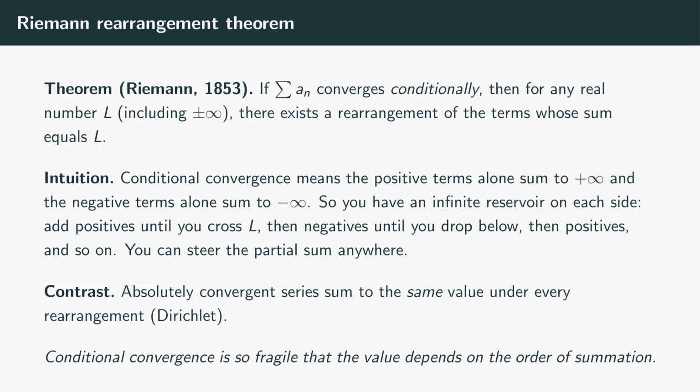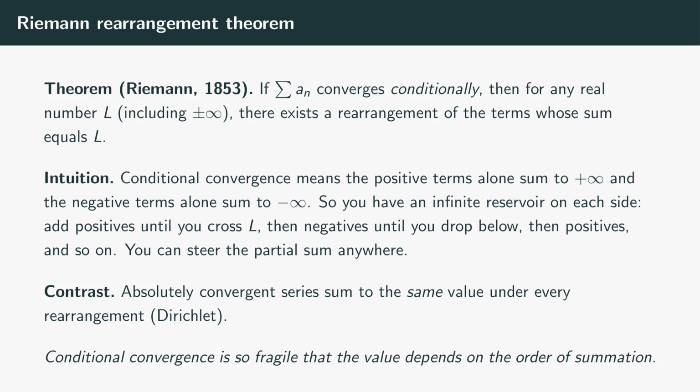Why? Because in a conditionally convergent series, the positive terms alone sum to plus infinity and the negatives to minus infinity. You have an infinite reservoir on each side. To target L, add positives until you exceed L, then negatives until you fall below. Repeat. Each adjustment is smaller because individual terms go to 0. The partial sums converge to L.